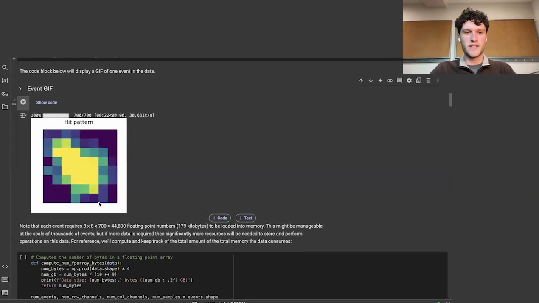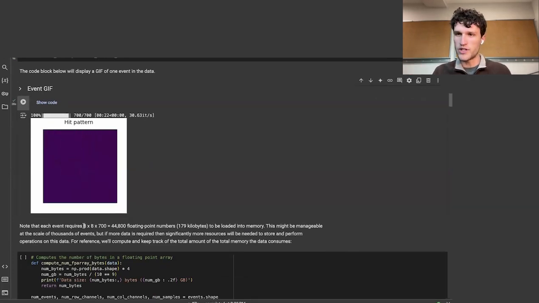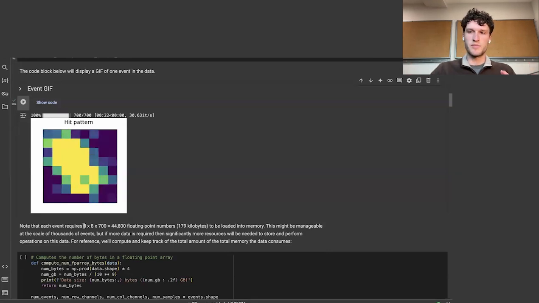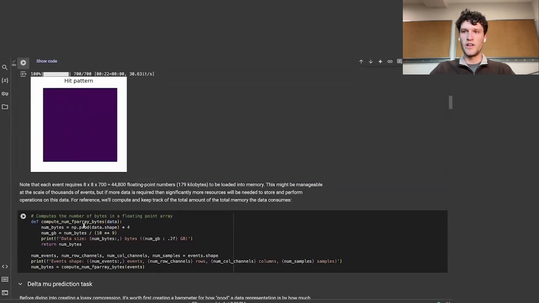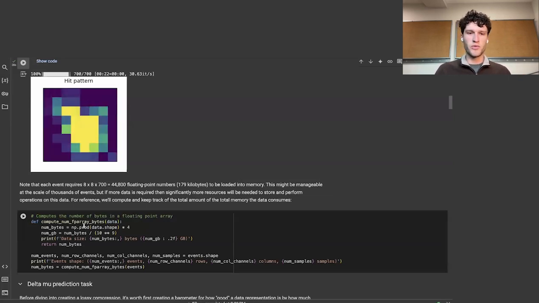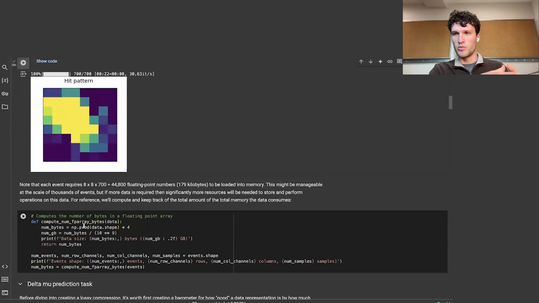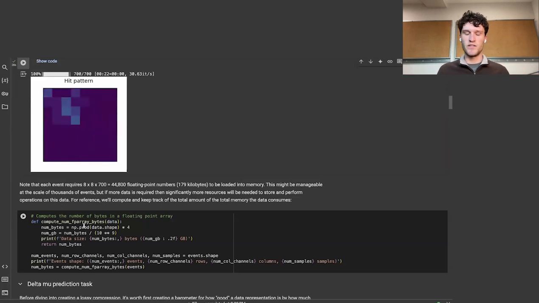So again, we have 10,000 events of this data. In terms of the amount of numbers that we need to store it, it's an 8x8 channel array with 700 time steps, which goes out to 44,000 floating point numbers per event, or 179 kilobytes. And for data that is being collected in the experiment at nanosecond scales extremely frequently, while that may be workable for what we have today, for larger scales you can imagine that this is very difficult to work with.